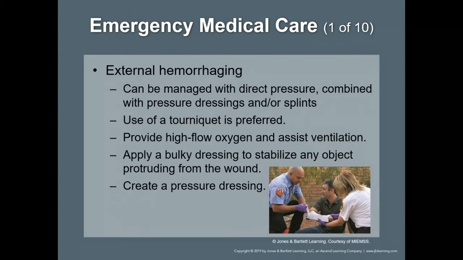External hemorrhaging can usually be managed with direct pressure, or sometimes we have to add a pressure dressing to it. Maybe we even add a splint on top of that. Air splints are prepackaged pressure dressings in themselves, and we'll talk about those in just a second. But we would provide high flow oxygen, assist ventilations if necessary.